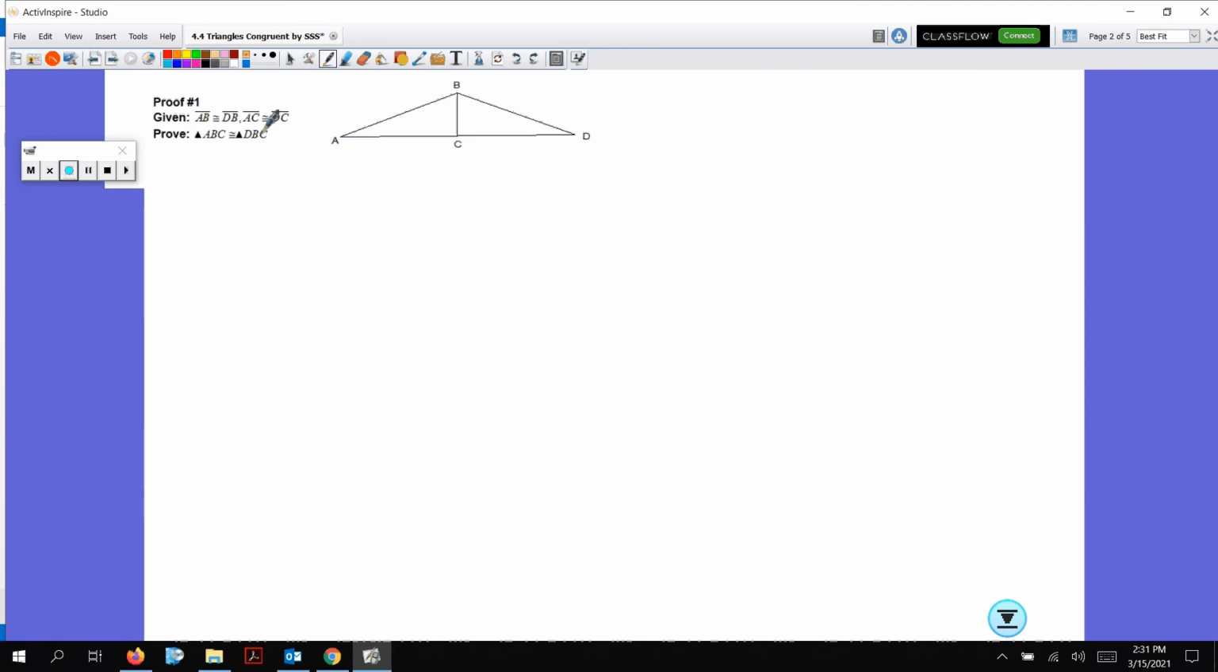Now, here's some given information, right? It tells us that segment AB is congruent to DB. Then it also says AC is congruent to segment DC, so I'm going to give that one 2 hash marks. Okay, the only thing we're missing is this third side, but we talked about this, right? We know that BC is congruent to BC because it's reflexive. So I'm going to go ahead and give that 3 hash marks. So now all 3 sides are congruent to all 3 sides of the other triangle.